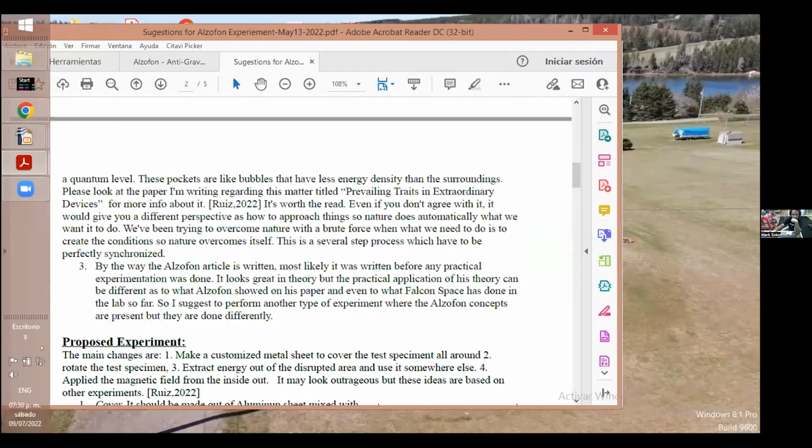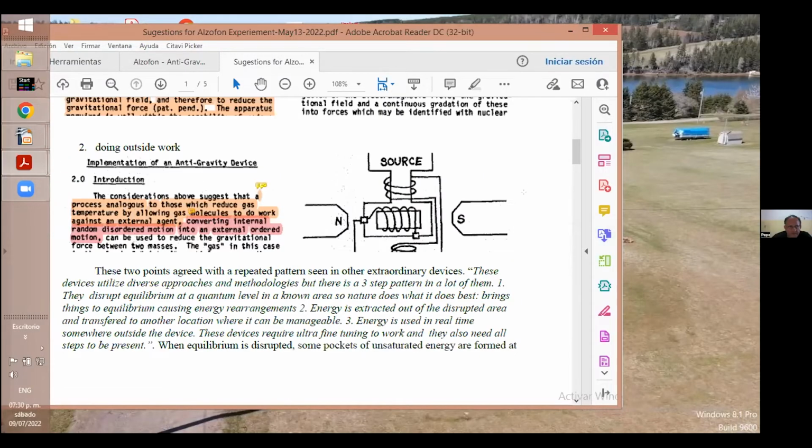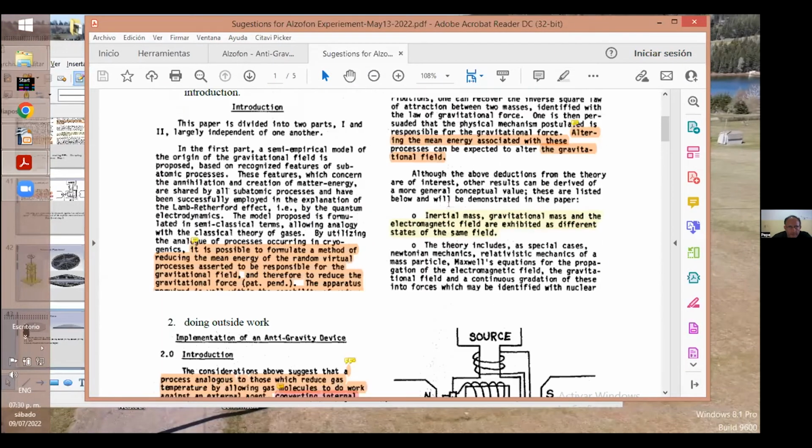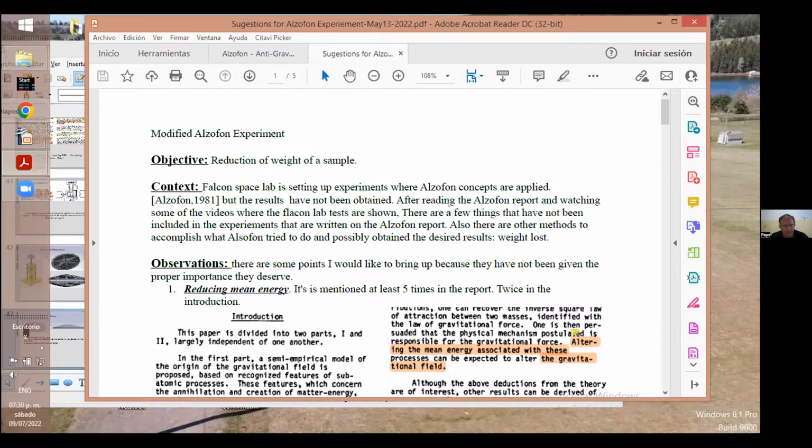Do you see this? It's a file, a PDF file. Oh, yes, we see it now. Okay. Well, this is the file I was saying to you before, and these are the changes that I suggest.